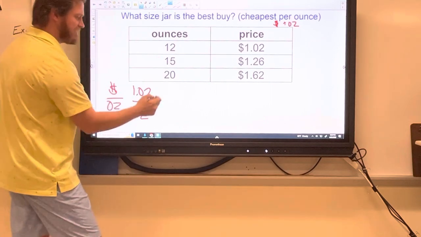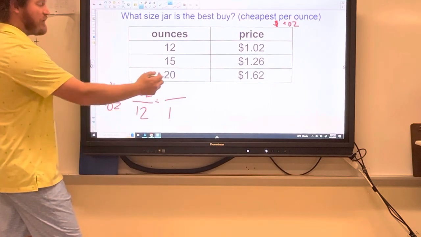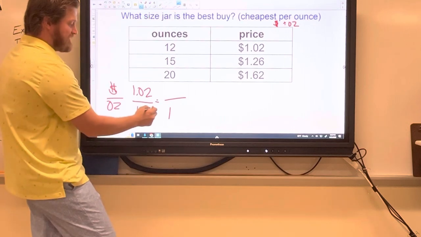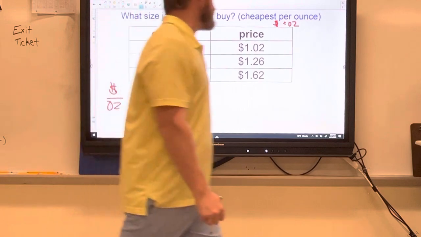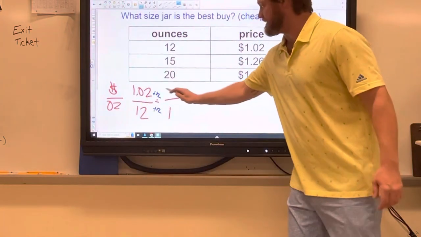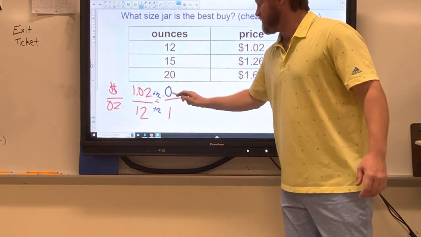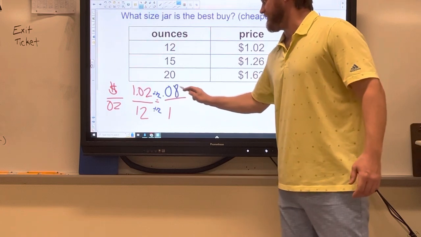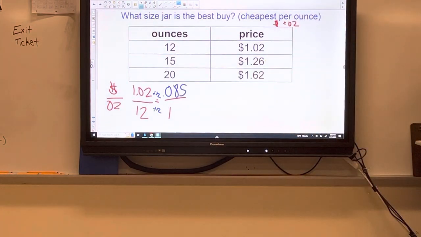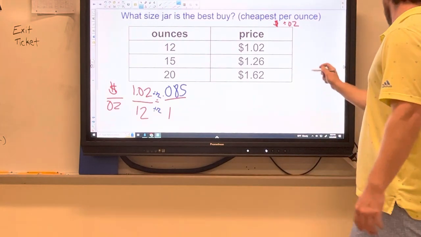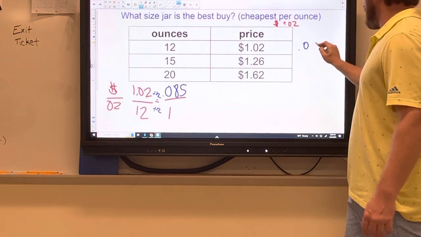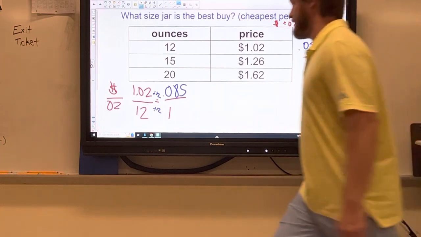So we got to do division for all these and get all of these down to 1. So to get this first one down to 1, to go from 12 to 1, I divide it by 12. 12 divided by 12 is 1. What I do to the top, I do to the bottom. And 1.02 divided by 12 gives me 0.085, which would round to 9 cents. We do that with money, but I'm going to keep it as 0.085 for now because that'll be important later.